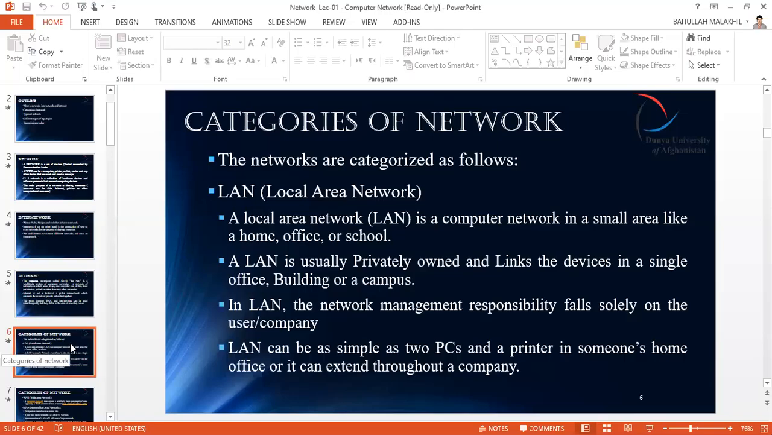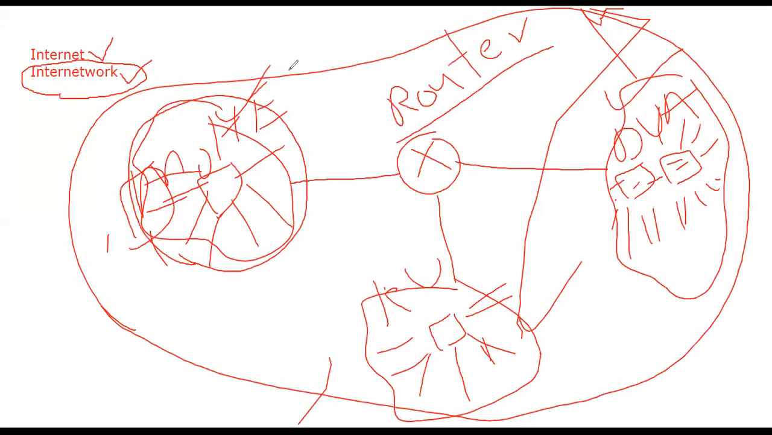Now there are categories of networks. I will go again to the whiteboard, and I would like to explain that to you on the whiteboard.